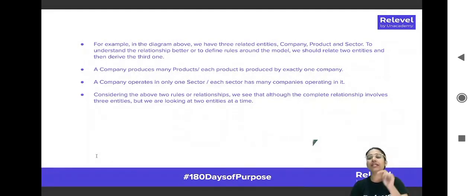But at a time, you are just looking at two entities. In the first one, you're just looking at companies and products. In the next one, you're just looking at companies and sectors. So, using the two relationships, you derive the third one. That is what a ternary relationship is. You don't consider all three of them together. You consider two at a time only, and using that you derive the third one.